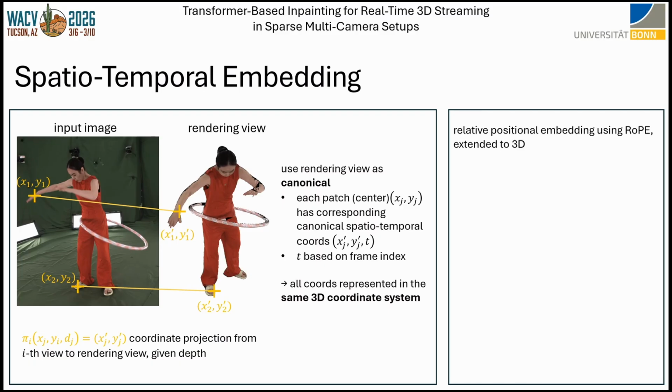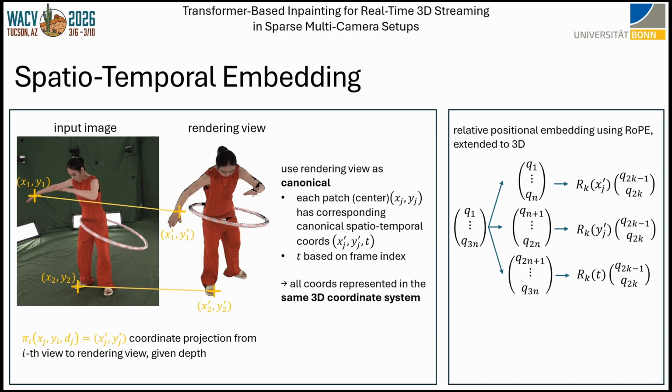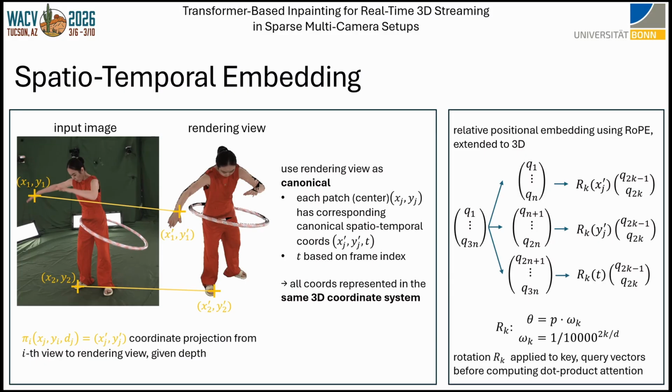To incorporate this information into the transformer, we extend ROPE, the rotary positional encoding, to 3 dimensions. We split each token vector into 3 parts and apply rotations to pairs of elements within each part. The rotation angles depend on the spatial coordinates x and y, the time coordinate t, and the position of the elements within the token vector. When these rotations are applied to the key and query vectors, the attention mechanism becomes aware of the relative spatial and temporal distance between patches.